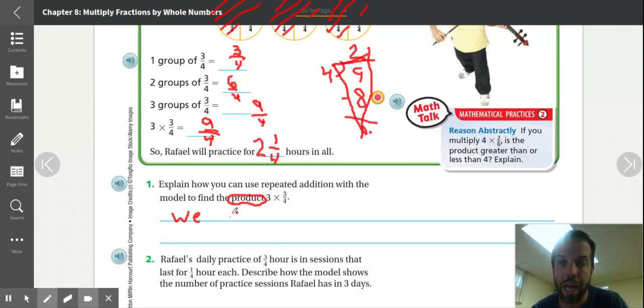So we're going to write, we can add. This is not something to get used to, writing with a mouse.